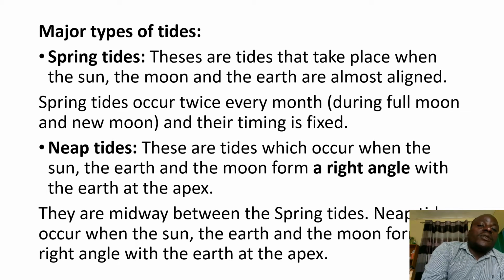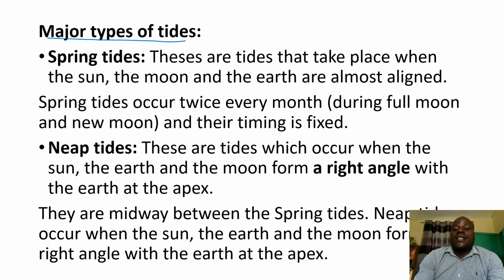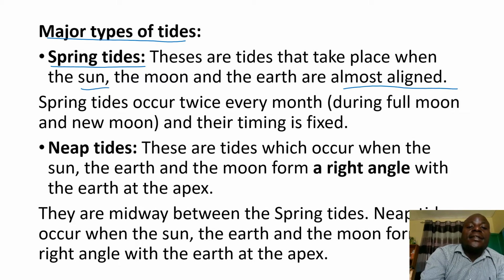Let us look at types of tides. For you to understand these ones very quickly, you need to base on the positions of the three bodies: the earth, the moon, and the sun. Number one is spring tides. These are tides that take place when the sun, the moon, and the earth are almost aligned, almost in a straight line.